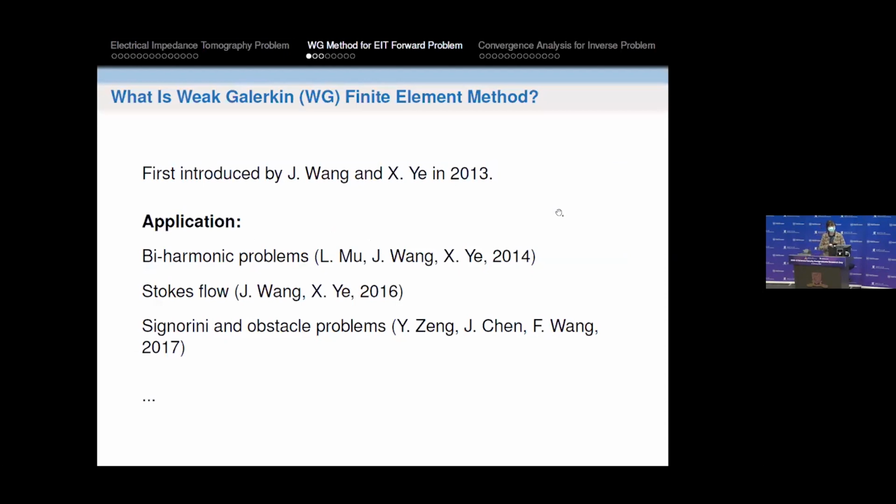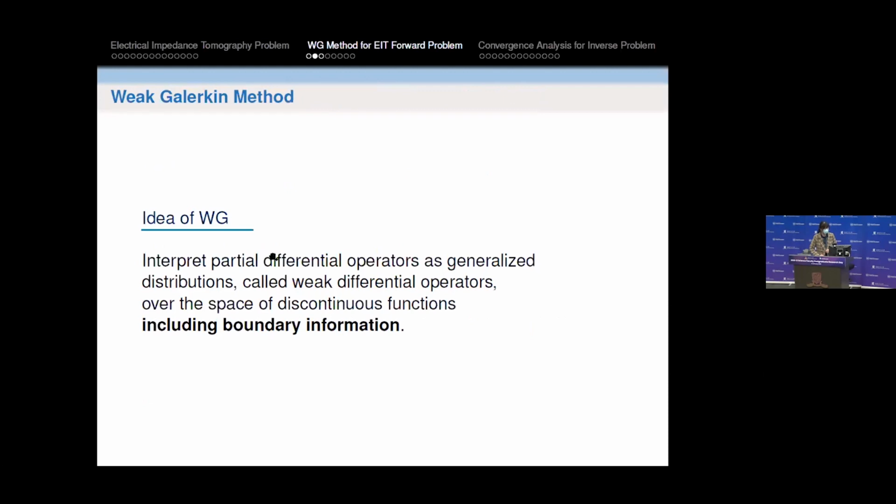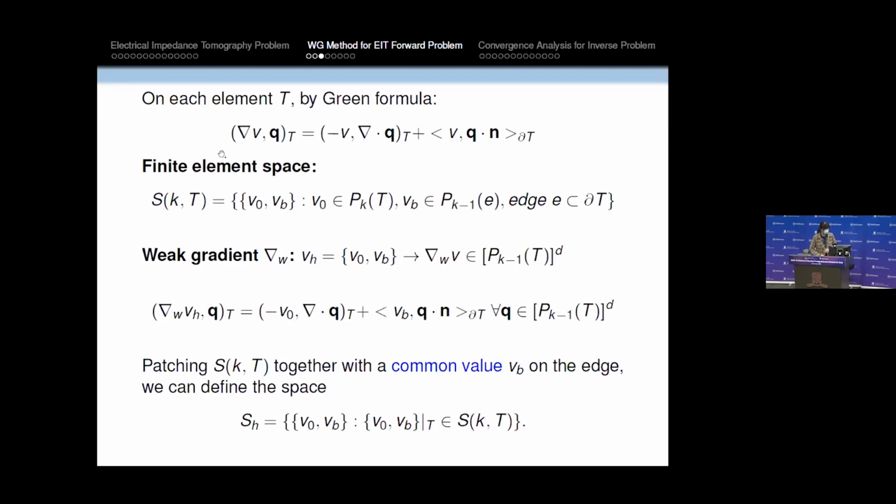Now we will move on to the second section about the Galerkin method. What is the Galerkin method? It is different from the traditional conforming finite element method in the sense that it uses weak partial differential operators. The partial differential operators would be generalized as some distribution over the space of discontinuous functions that include boundary conditions. For example, take the gradient operator. As an example, from the Green formula, the gradient operator should have this equality.